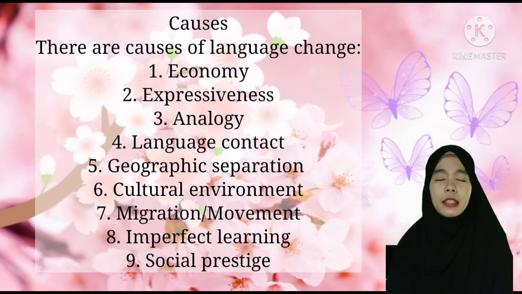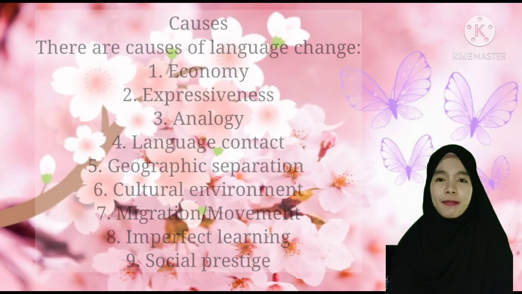Number 9, the last, is society prestige. Language may not only change toward features that have more social prestige, but also away from ones with negative prestige, as in the case of the loss of authority of the British received pronunciation accent.